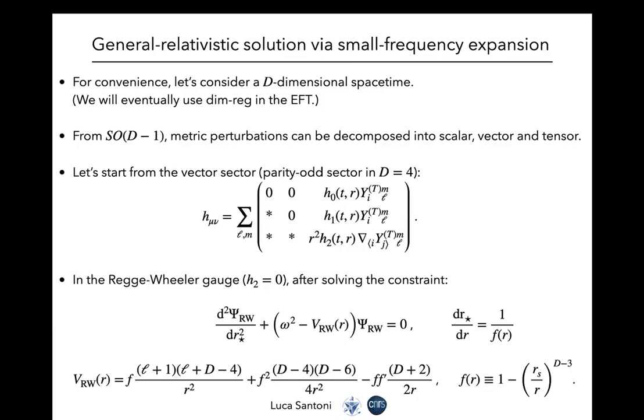Okay. Now we are no longer around Minkowski. Now we are around Schwarzschild. So it's Schwarzschild plus h mu nu. Okay. And I will fix a gauge, in particular the Regge-Wheeler gauge, and the equation for the degree of freedom is this one, and this is the generalization of the Regge-Wheeler potential in high dimensions, okay? And r star is the tortoise coordinate.